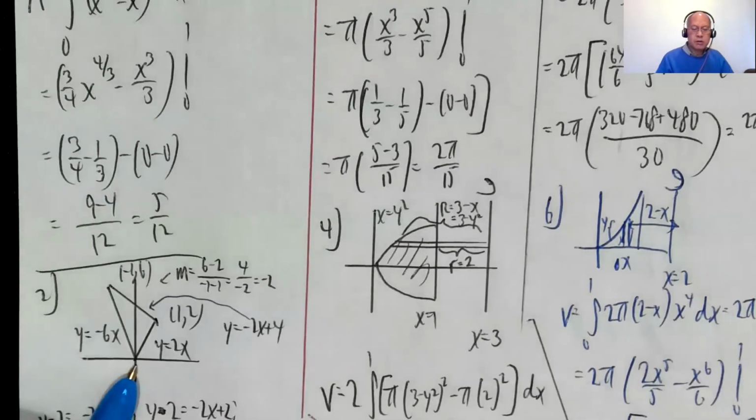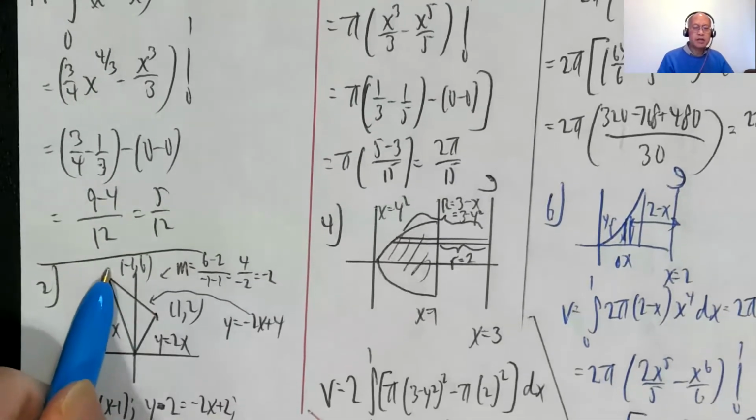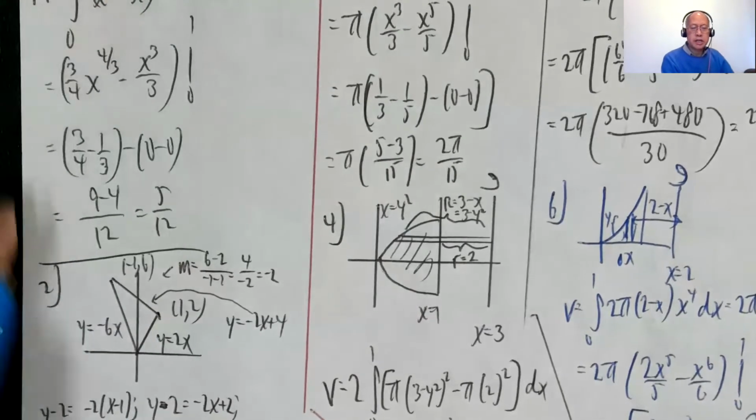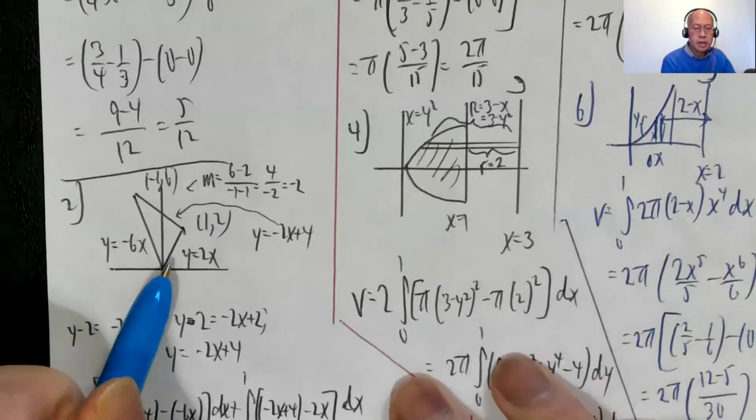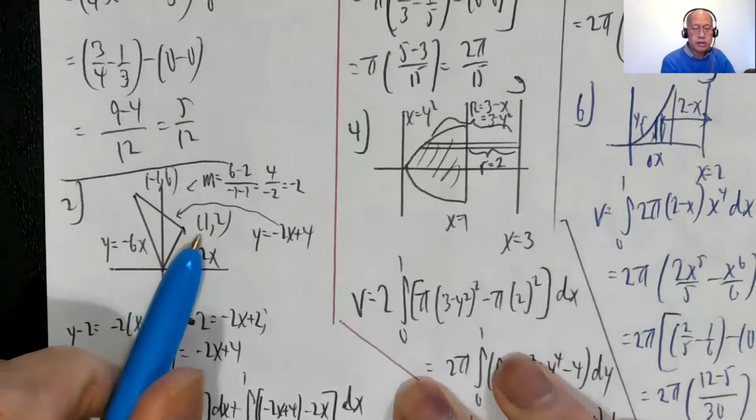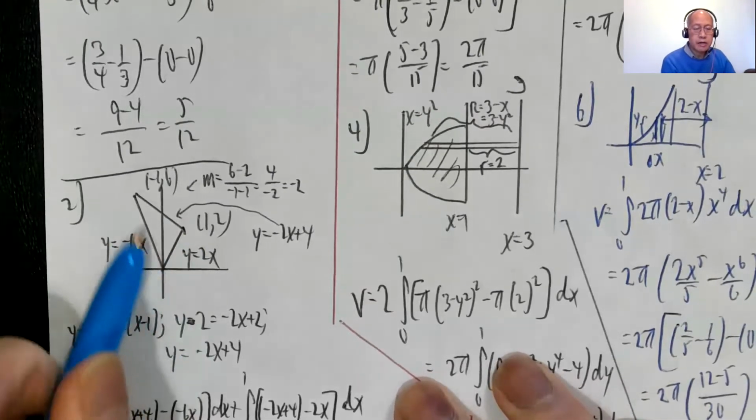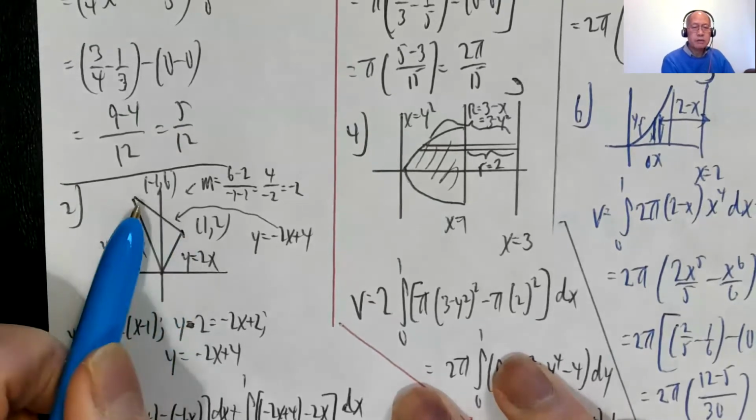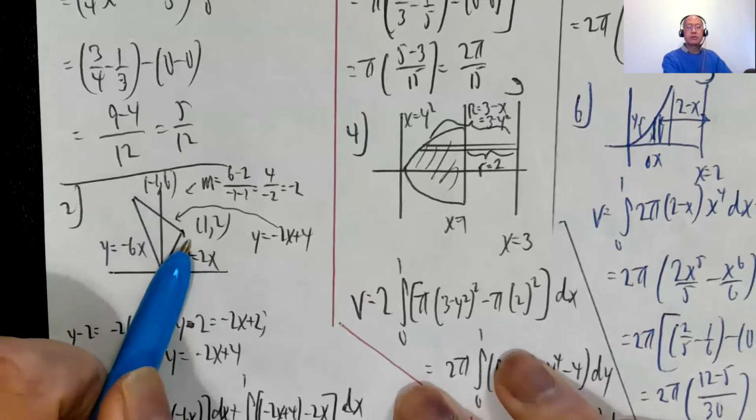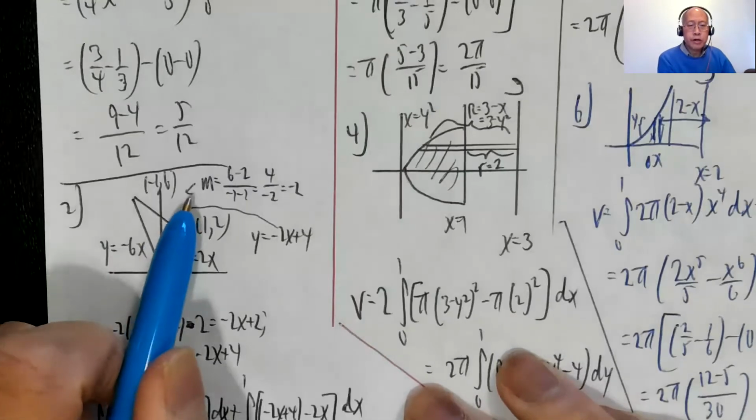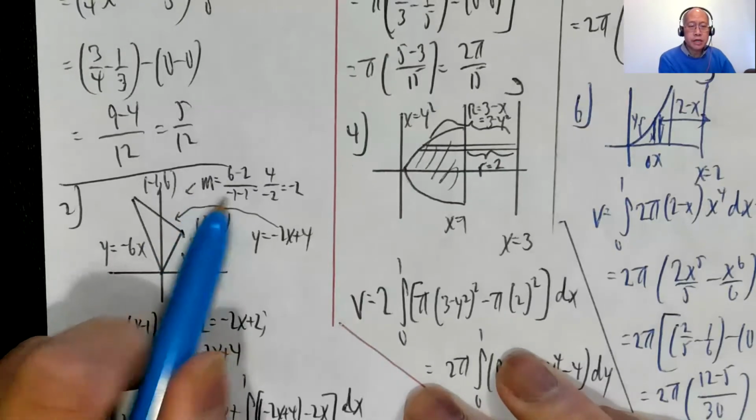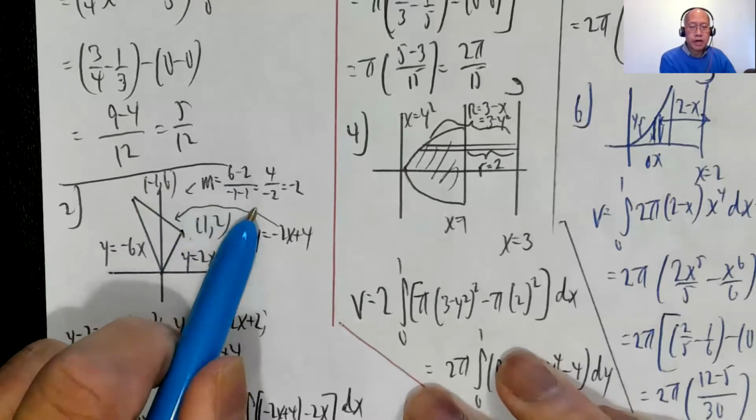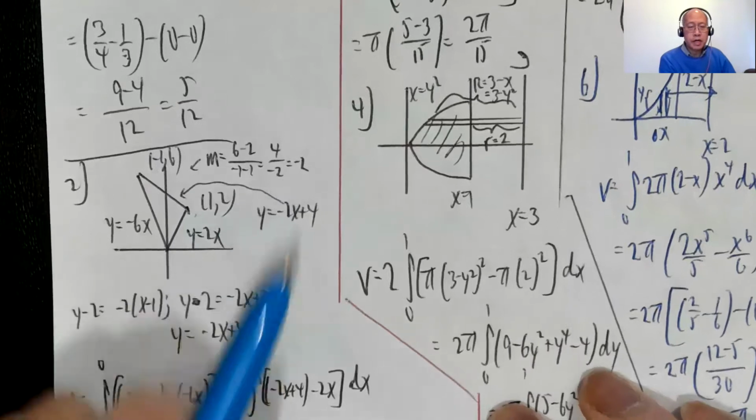Number 2, you have (0, 0), (1, 2), and (-1, 6). Both of these lines go through the origin, so I just need the slope. Y equals mx plus b. Slope here is 2, rise over the run, so y equals 2x. Slope here is negative 6, so y equals negative 6x. This one's a little bit harder, from (-1, 6) to (1, 2). Figure out the slope, y2 minus y1 divided by x2 minus x1: 6 minus 2 divided by negative 1 minus 1, 4 over negative 2, so the slope is negative 2.